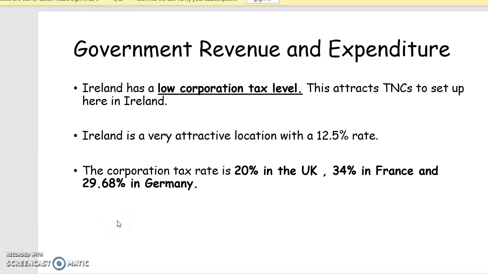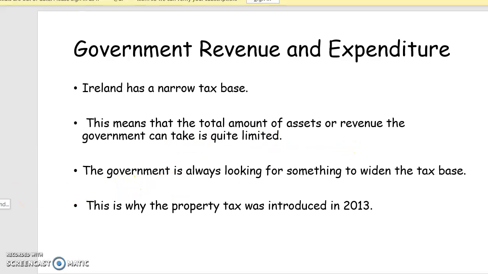The fact that Ireland has a very low corporation tax level. Corporation tax is the amount of taxes that Irish companies have to pay to the government, and this is only 12.5%. So it's extremely low compared to our European counterparts. The UK is 20% corporation tax, France is 34%, and Germany is 29.68%. So it's a bit of a no-brainer really why companies are attracted to Ireland. It is because of our low corporation rate of 12.5%.